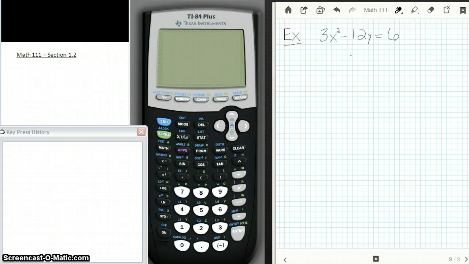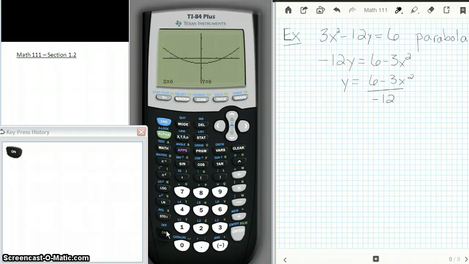We'll see. So remember, we used our calculator to graph this, and it ended up being a parabola, right? It wasn't a line. It was a curve, a very specific kind of curve. And let's just again see how we solved for y in this case. Remember, we moved the 3x squared over with the 6, and so we got negative 12y equals 6 minus 3x squared. And then we divided both sides by negative 12 to get y equals 6 minus 3x squared all over negative 12. Remember, we were able to enter this into our graphing calculator.